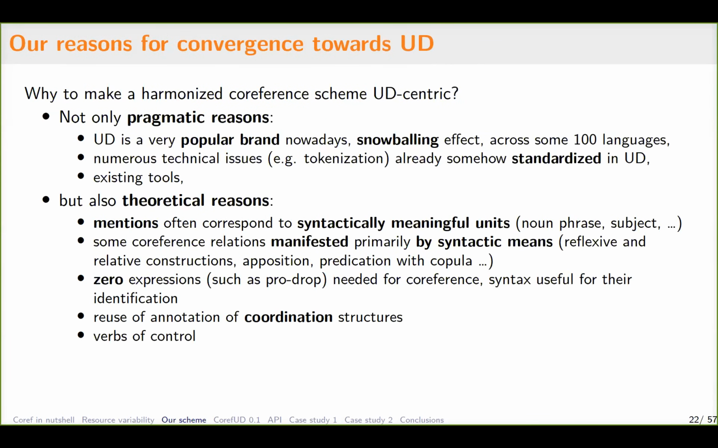So why do we make it so centered around universal dependencies? I mean, someone could say that coreference is coreference and syntax is syntax, but I think that there are quite a few reasons to try to merge these two worlds. So of course there are pragmatic reasons, like universal dependencies are famous nowadays, so it's a good trademark.